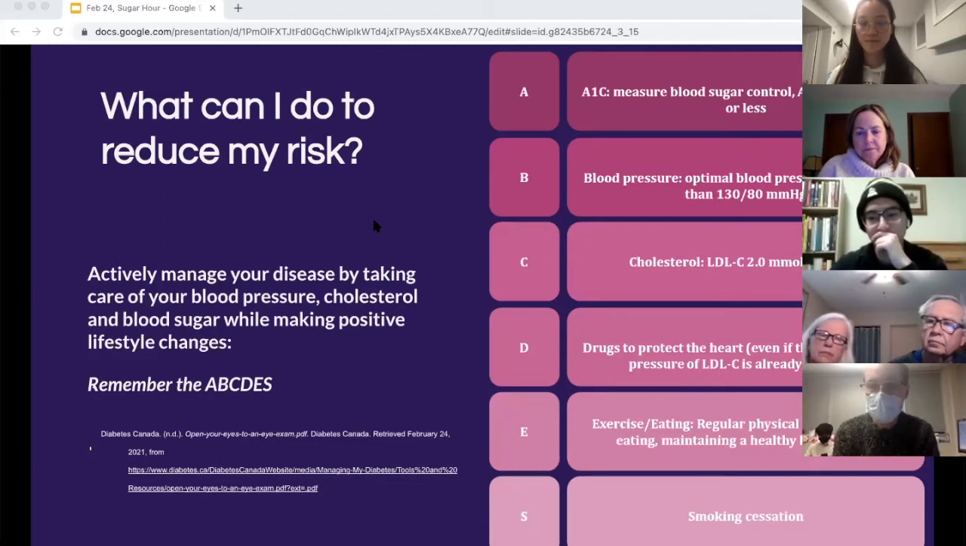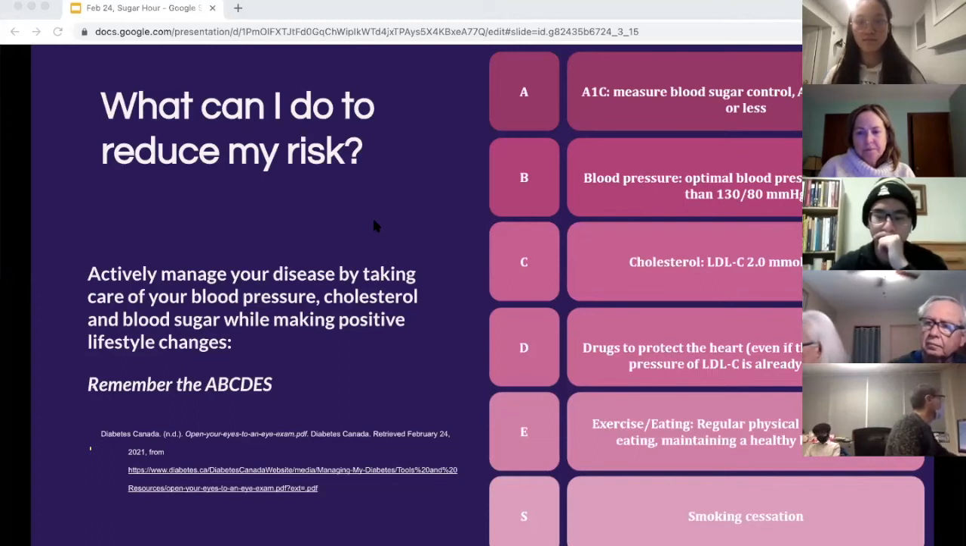E is for exercise and eating. So this is positive lifestyle changes, just making sure you're getting regular physical activity, that you're practicing healthy eating, you're maintaining a healthy body weight. All of this can help reduce your risk. And lastly is S, which is smoking cessation. So smoking can significantly increase your risk for eye disease complications due to diabetes. So if you're a smoker with diabetes, consider cutting down significantly and if possible eventually stopping.